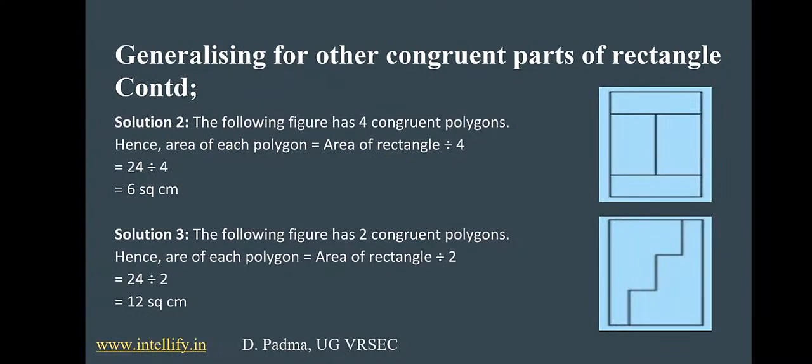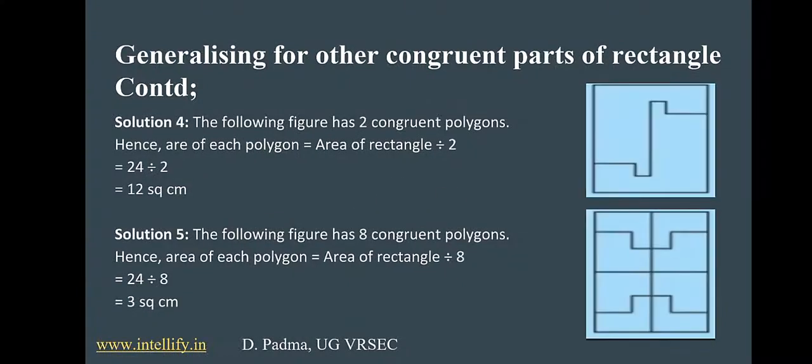Another solution: the following figure has 4 congruent polygons. Hence area of each polygon equals area of rectangle by 4. We know that area of rectangle is 24 square centimeters. So 24 by 4 equals 6 square centimeters. Another solution: the following figure has 2 congruent polygons, and hence the area of each polygon equals area of rectangle by 2. So area of rectangle is 24 square centimeters, and by 2 equals 12 square centimeters. And the following figure also has 2 congruent polygons. Hence the area of each polygon equals area of rectangle by 2, equals 24 by 2, equals 12 square centimeters.